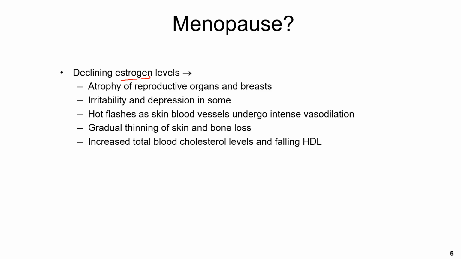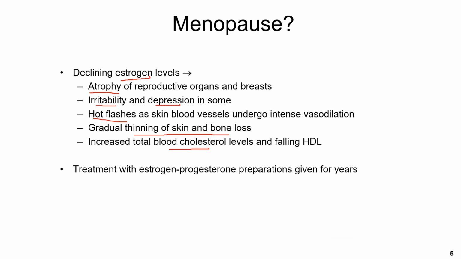Being an anabolic hormone, if we don't have enough estrogen, there will be atrophy or shrinking of reproductive organs, which includes the breast. Other signs and symptoms of menopause include irritability, depression in some, hot flashes, thinning of the skin and the bones, resulting to osteoporosis, an increase in cholesterol levels. Some females will have very prominent menopause signs and symptoms that may require hormonal treatment. Okay.